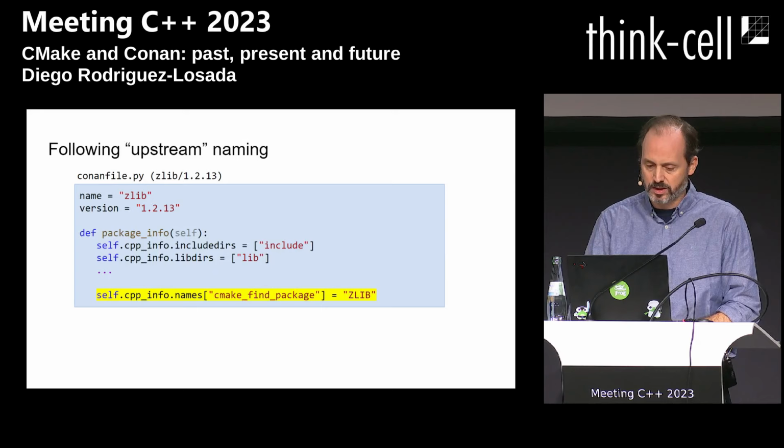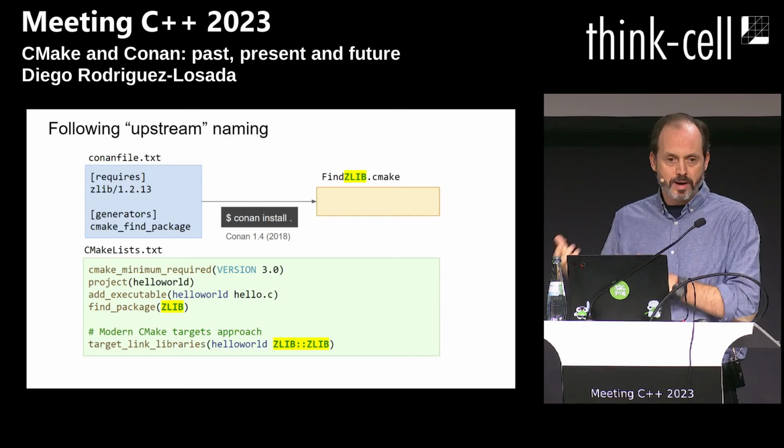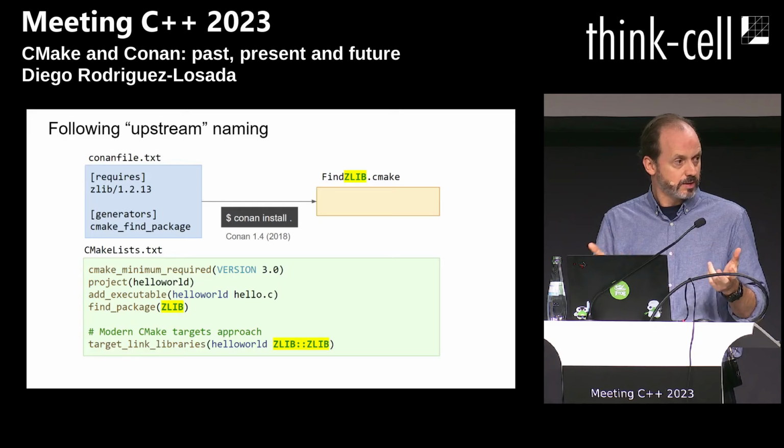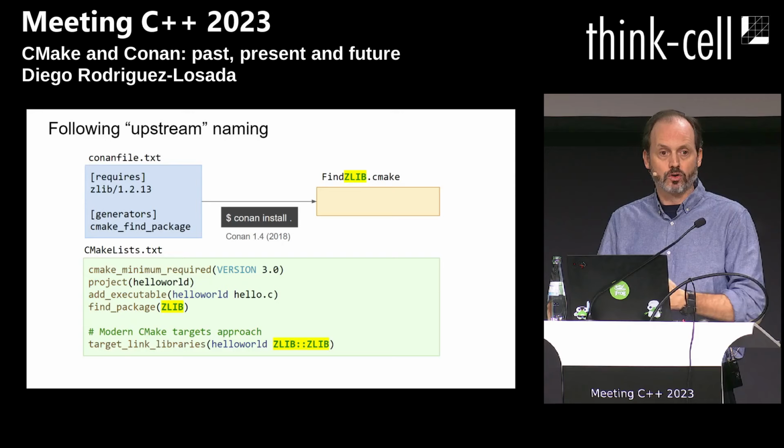And with this change in our package info method, we managed to get an almost transparent integration again, with the right casing, with the right names. The file setlib module was okay, the find package setlib in uppercase was fine in the R module, and the target was called setlib, colon, colon, setlib in uppercase, and this is what the users wanted.